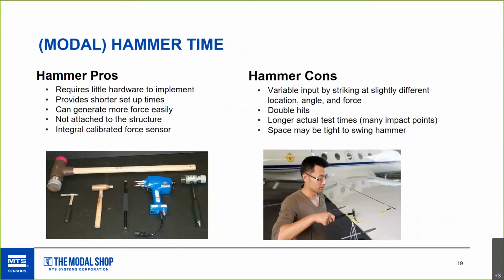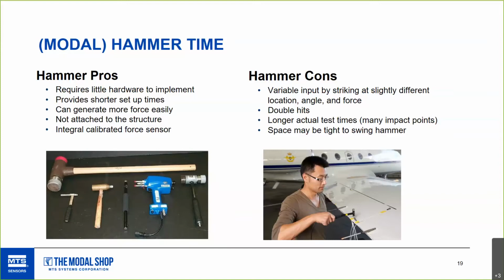Some of the hammer pros and cons: like Chad said, you don't need much to make a hammer test work. We like to say that there's a little art to using a hammer, but I think the same can be said about using a shaker. You can get force really quickly. You can change not only the location, but the orientation of your hit. You could excite the structure laterally as well as vertically really quickly.